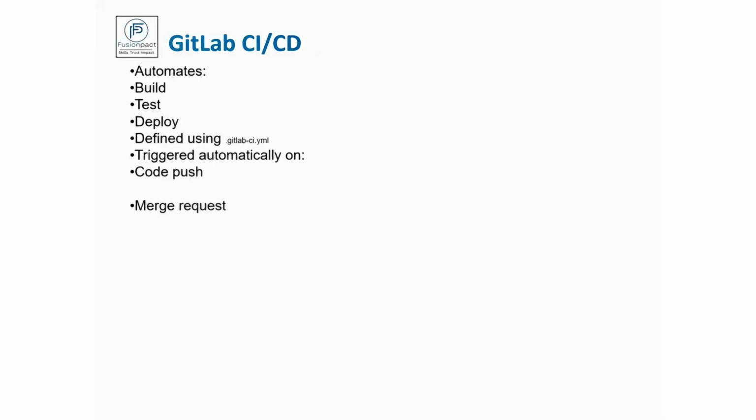GitLab CI/CD. In GitLab CI/CD, we use it to automate build, test, and deploy, and we use a .gitlab-ci.yml file for writing the pipeline code.